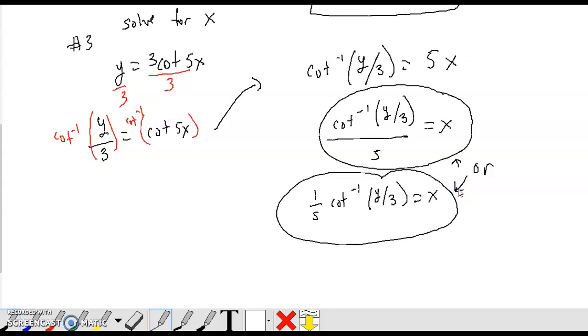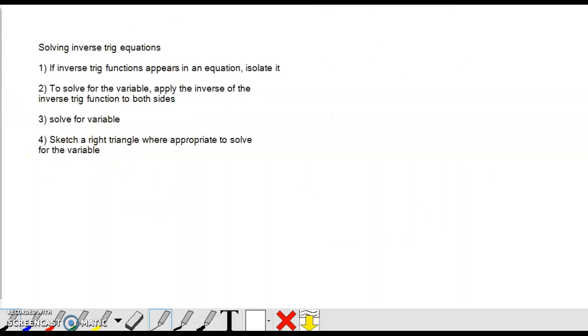Now what happens if we actually know what the y is, right? So let's try a different problem. Okay, so again, solving inverse trig. If the inverse trig function appears in an equation, what we want to do is isolate it. Okay, so this one already has an inverse in it. Then we're going to solve for the variable and apply the inverse of the inverse trig function to both sides, basically what we were doing, and then solve for whichever variable, and we want to sketch a right triangle where appropriate to help us solve if we need it, right?